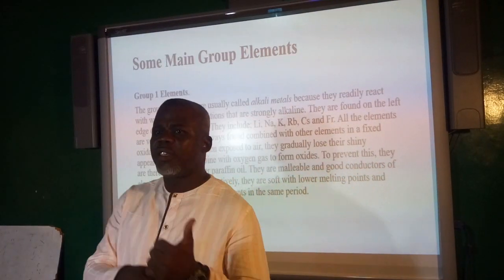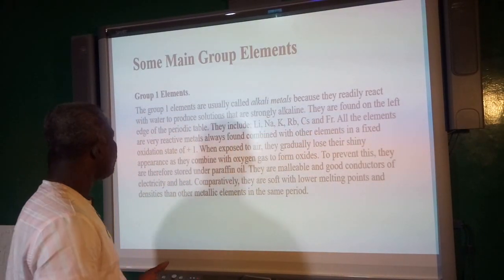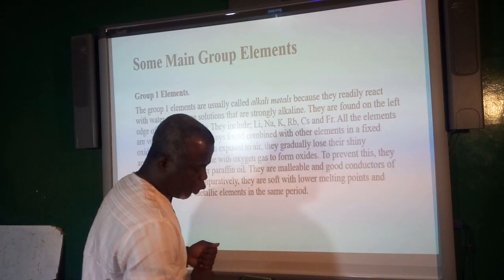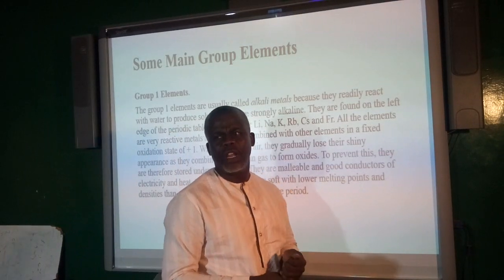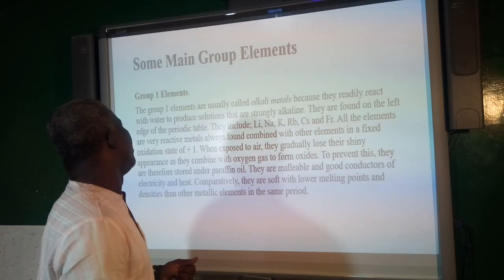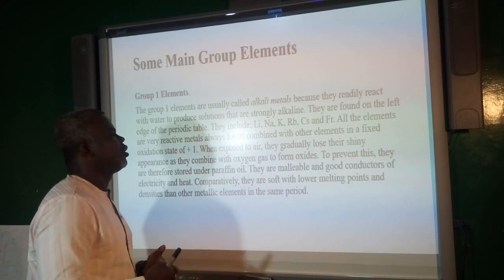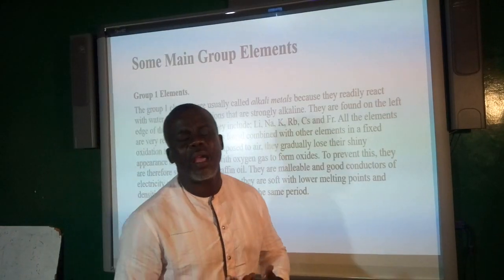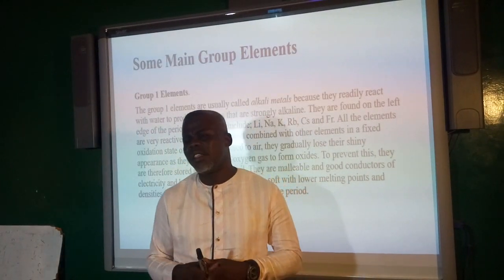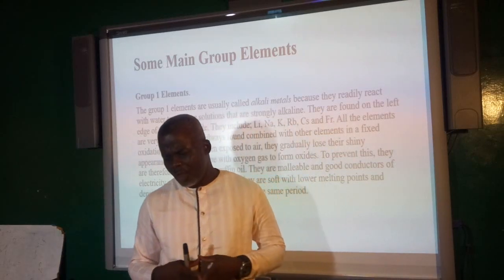So we turn our attention to the main group elements. These are some of the groups that we are going to consider for today, the main group elements. And our first group that we are going to consider under main group elements is the group 1 elements. The group 1 elements are usually called the alkali metals. That's the family name, alkali metals.